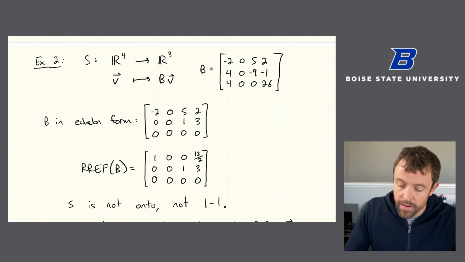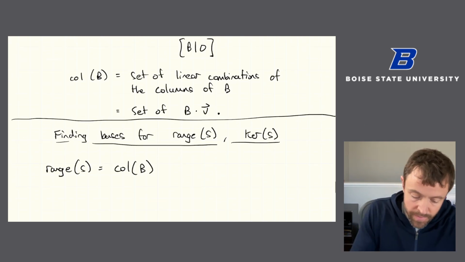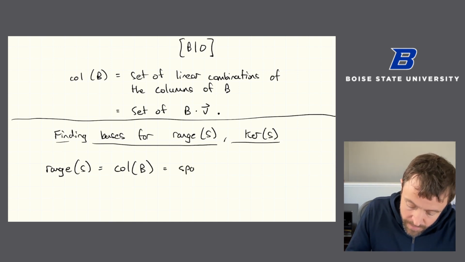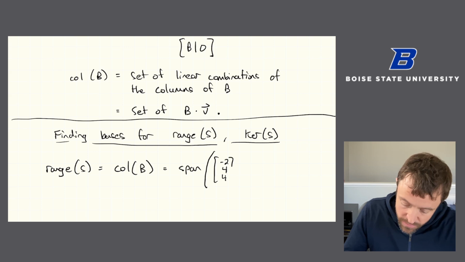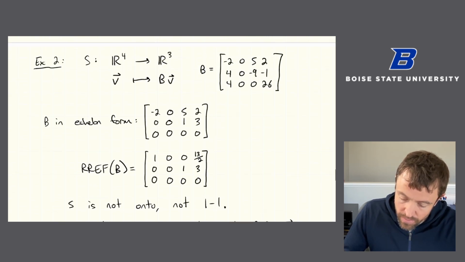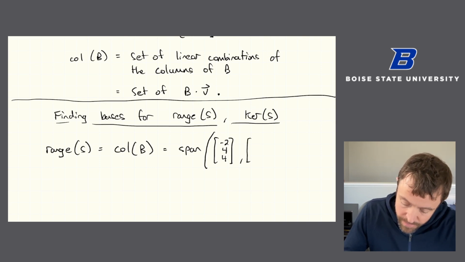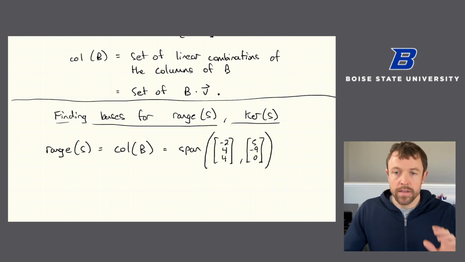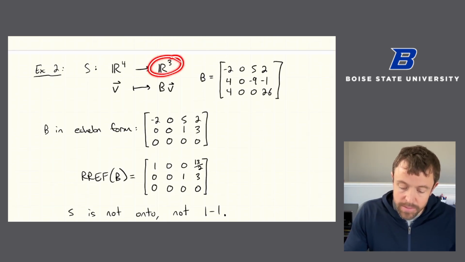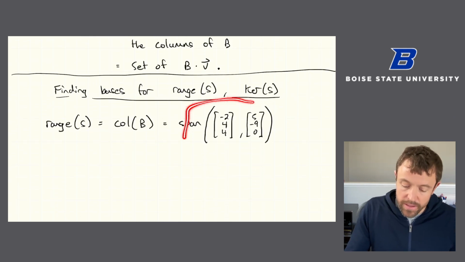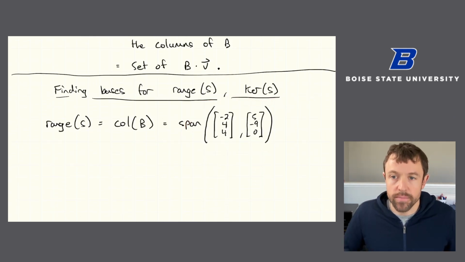-2, 4, 4, 5, -9, 0. I think I wrote a set notation there. It doesn't really matter. There's not a standard notation for this. So this is a subspace of R3, right? Because that's our output space. And it's the subspace of R3 spanned by these two vectors. It's a plane in 3 dimensions.